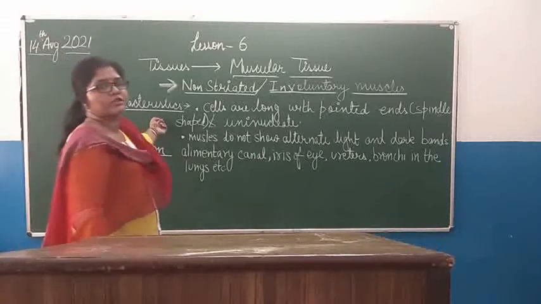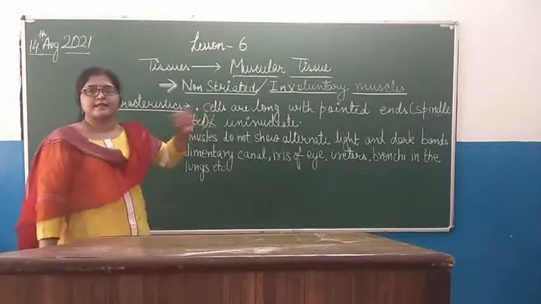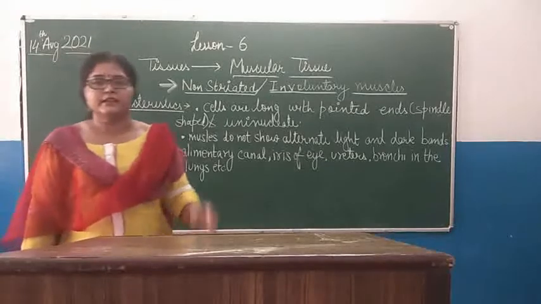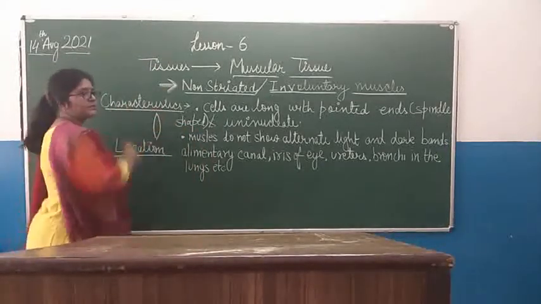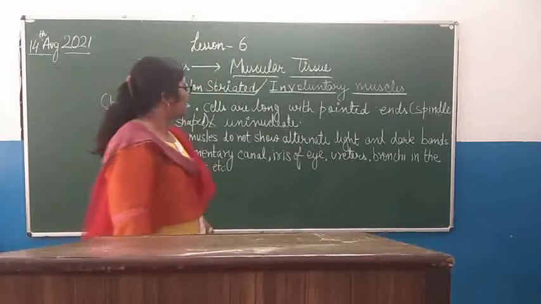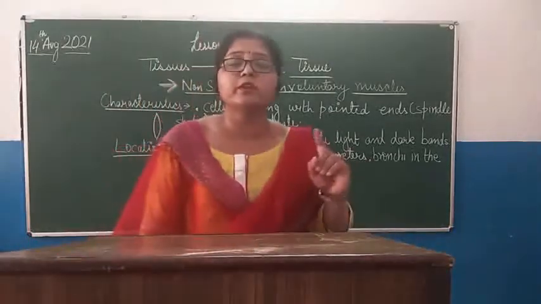If we talk about the structure, the cells are long, they have pointed ends, and they are spindle-like. Spindle के form में present रहते हैं, and also they are uninucleate.